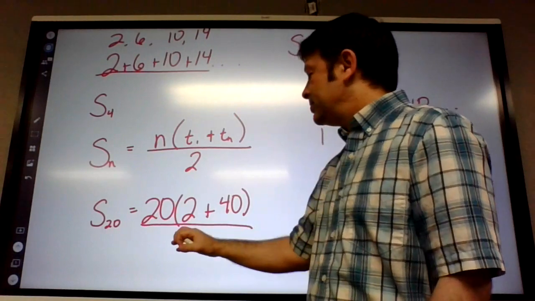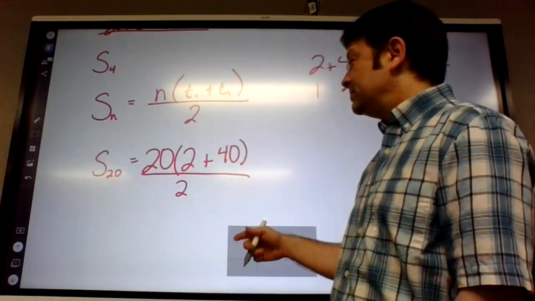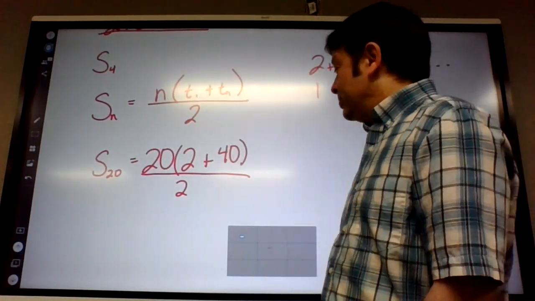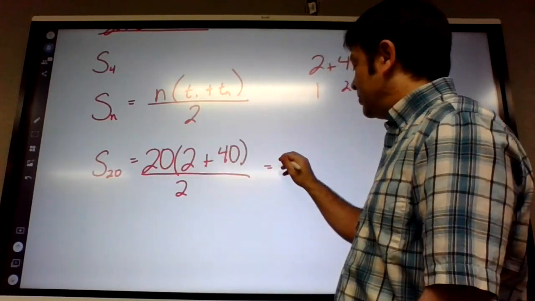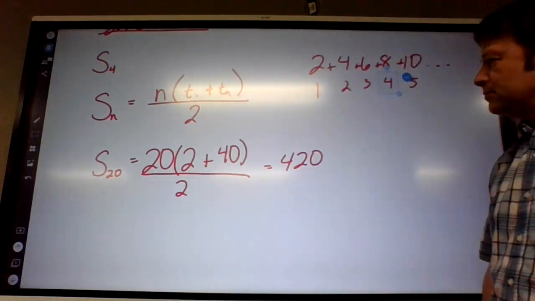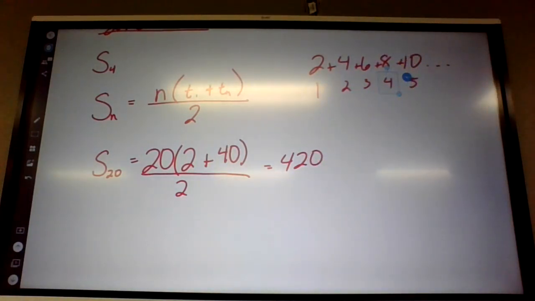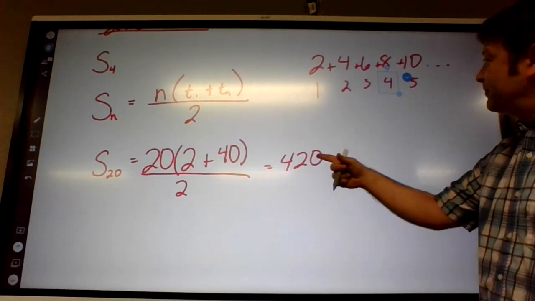Okay, and then there's always a 2 on the bottom. Work that out: 42 times 20 divided by 2 is 10, so it'd be like 420. Okay, so that's how you can find it real quick.